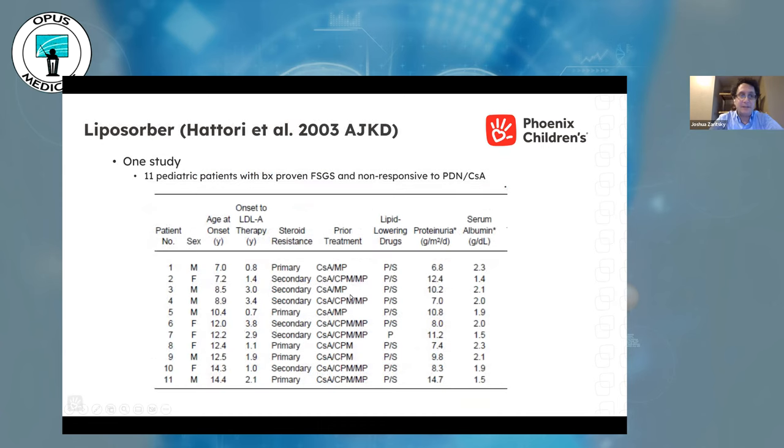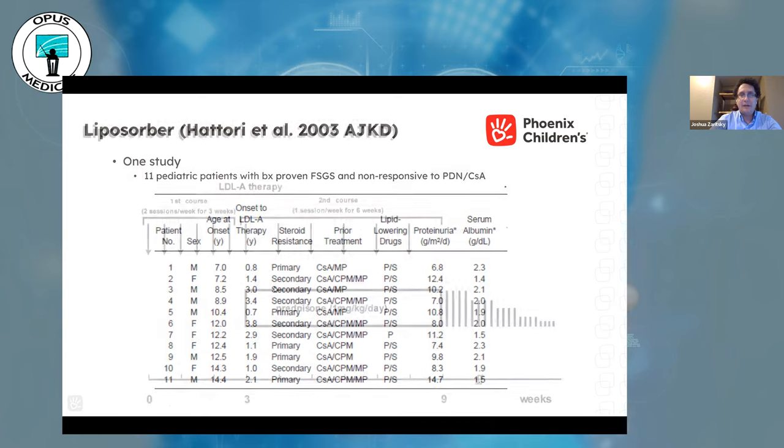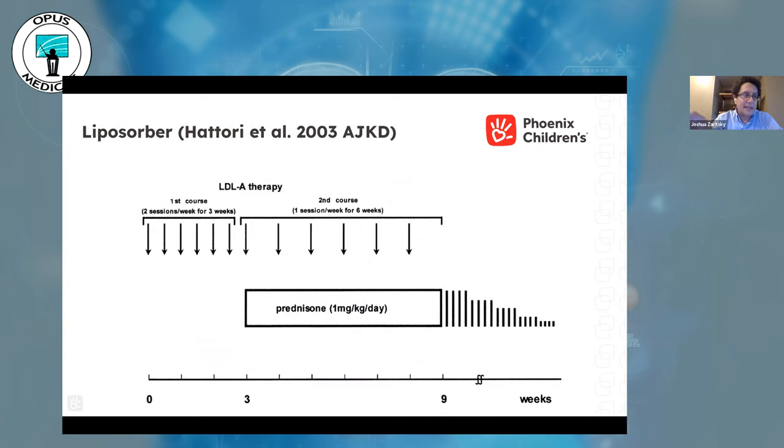It's a retrospective study, but it's very interesting in that they treated 11 patients with biopsy-proven FSGS who were non-responsive to prednisone and cyclosporine, the calcineurin inhibitor at the time. And you can see the patients here. They all had steroid resistance. They all had tremendous amounts of proteinuria and low albumin. These are patients that, you know, are very difficult to treat, that really, left untreated, will just go to end stage very quickly.